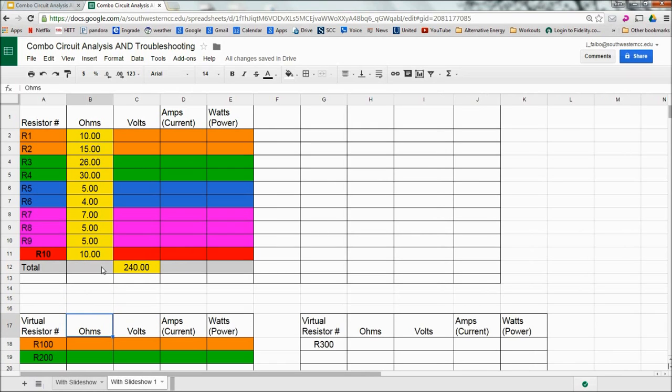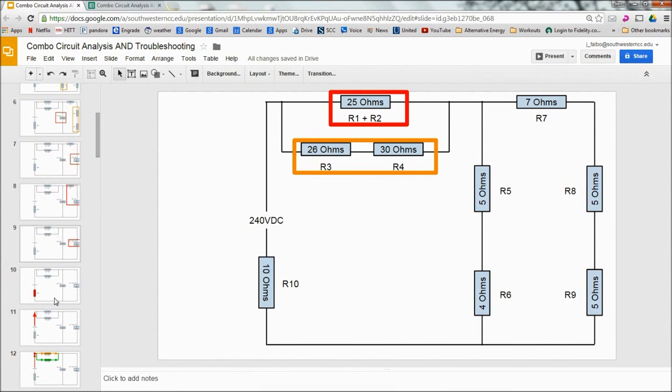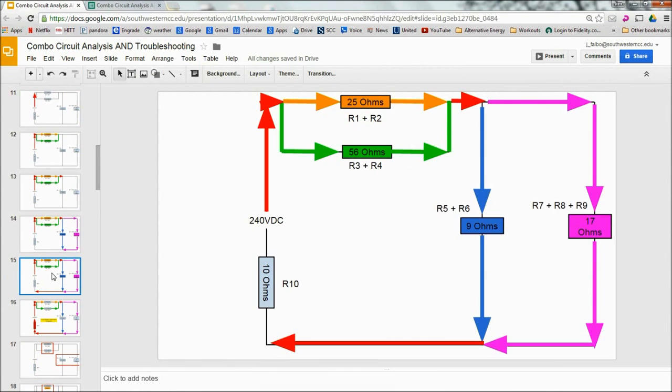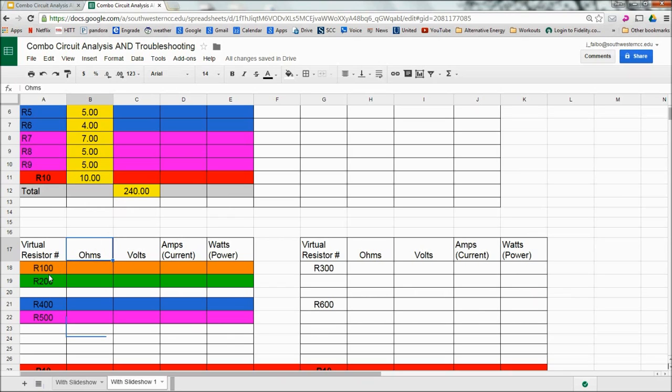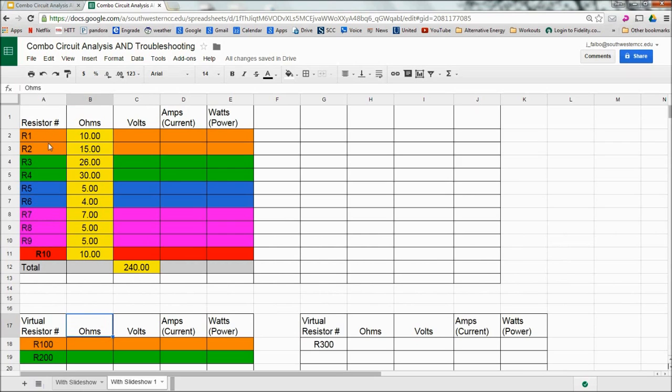Now, to save time, I created another sheet here to show you color coding. What I've done is I've color coded each load to represent those different colors of each branch current. So for instance, this one in magenta, we said was 3 loads in series. So if we look at my spreadsheet, we can see the 3 that are in series have that same color code. Okay. And we gave some virtual identifiers to represent these combinations.